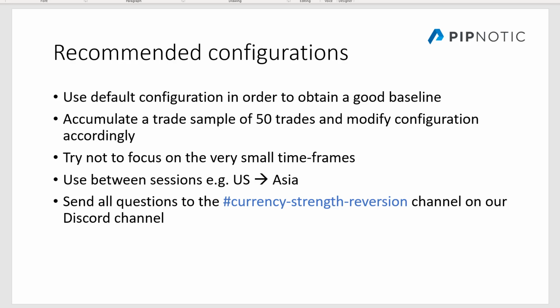Was the stop multiplier too tight? Was it too loose? Was the target multiplier too tight, too loose? Was the mean modifier a little bit too low or a little bit too high? Whatever it may be, you can then draw conclusions based on it. I'd recommend at least 50 trades, a sample size of 50 trades.